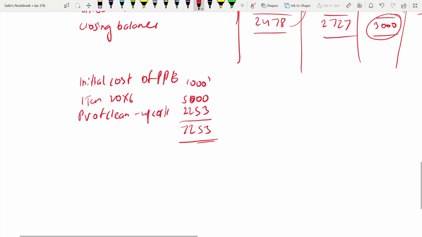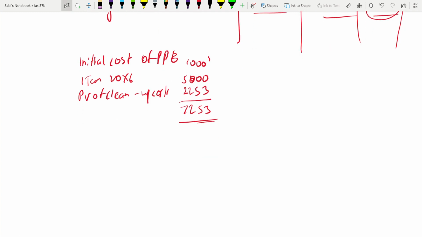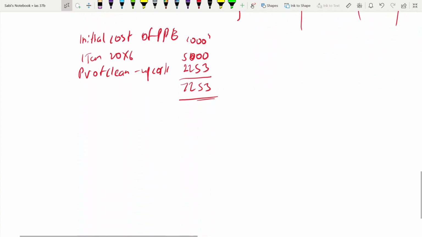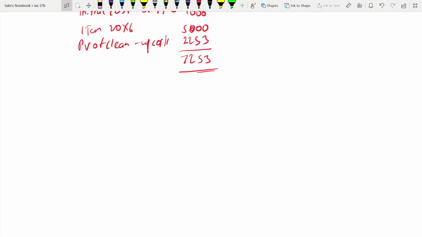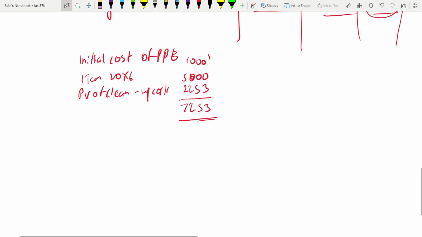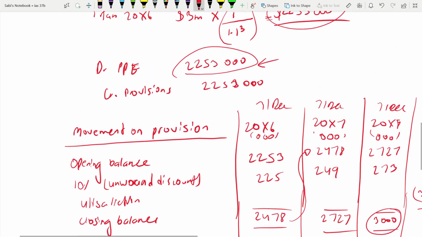Now you have to show the impact on the statement of financial position and statement of profit or loss, because without all these steps you will not be able to do it. So I've been waiting to finish all this before I jump to the financial statements. Why? Because even if you jump to the financial statements, what are you going to write there? You need the cost of PPE. You need the provision, the movement in the provision.